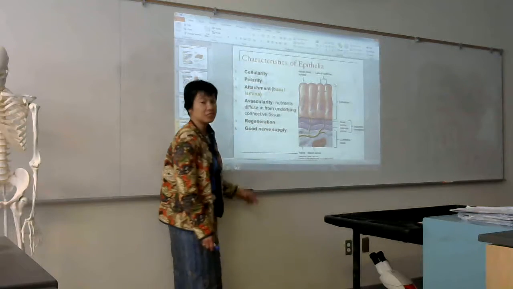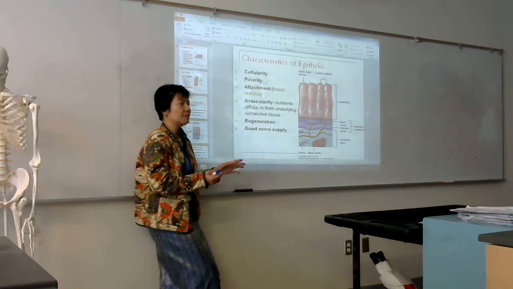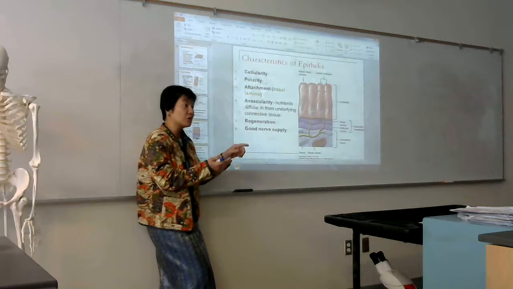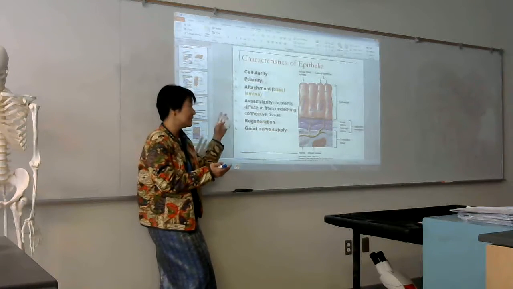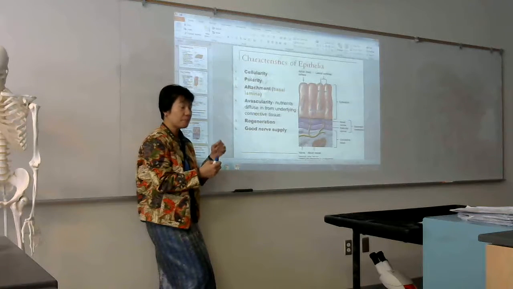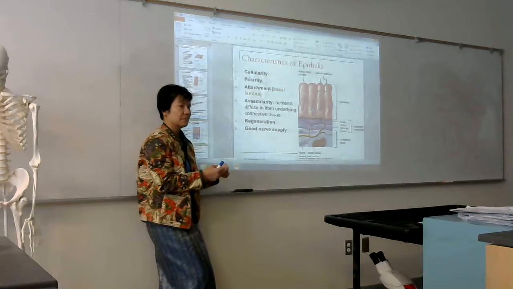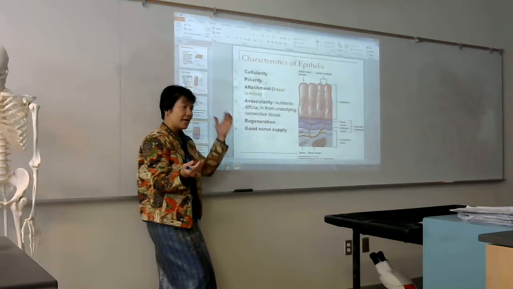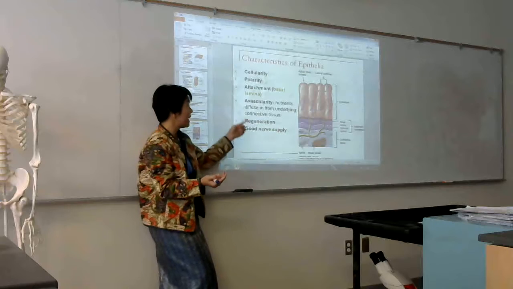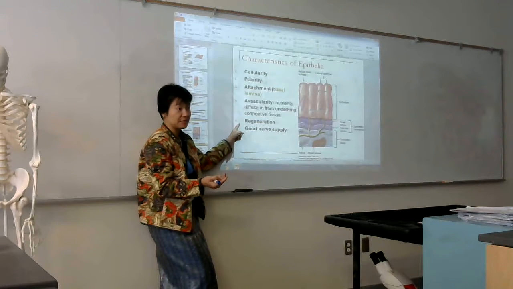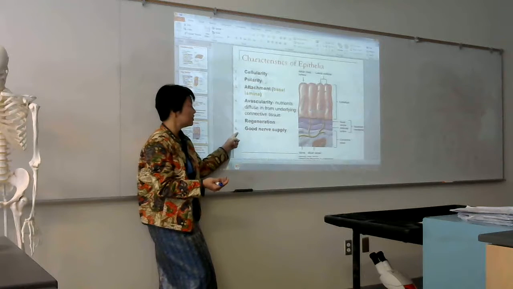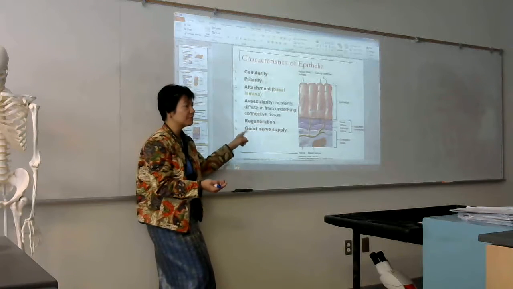What about this regeneration? Do you agree? Because epithelium is the one that's exposed of the 4 basic tissue types. This is the one that's exposed. So it's the one that's most prone to being damaged. Yes? Right? So it's the one that constantly dies. So they have to have a high rate of cell division to regenerate. They have a good nerve supply. And this one makes sense.